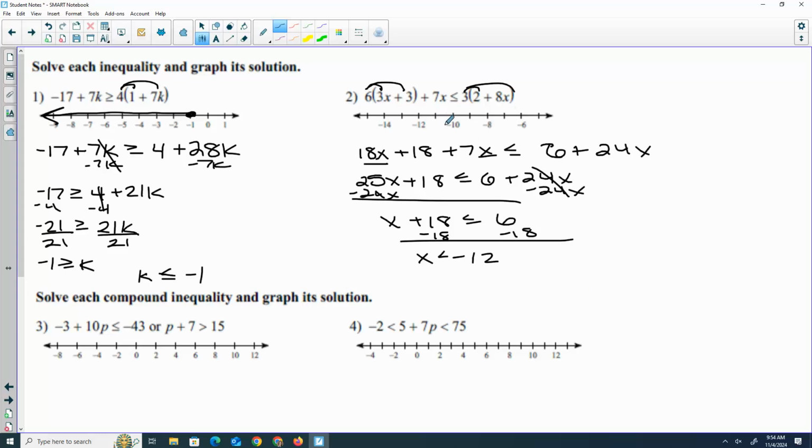Open or closed circle? Closed. Open because, oh, well, sorry, I lost my equal to. The answer I had would have been open, but it should be closed because the original had an equal to. And then less than would go to the left.